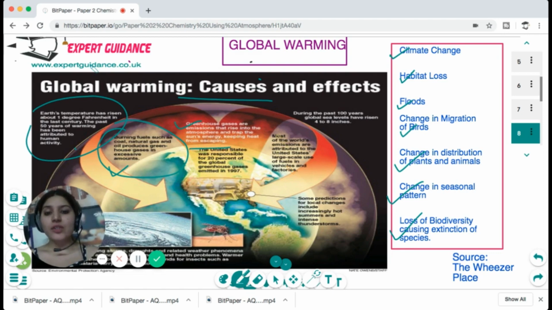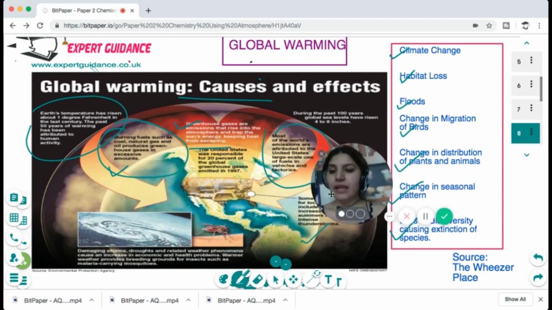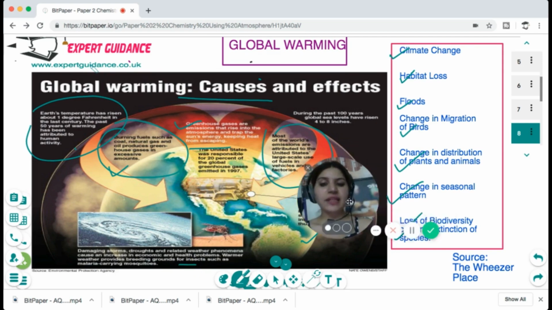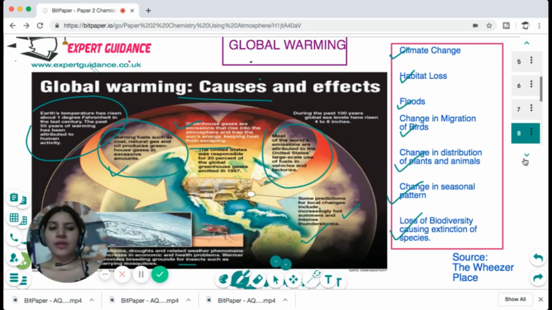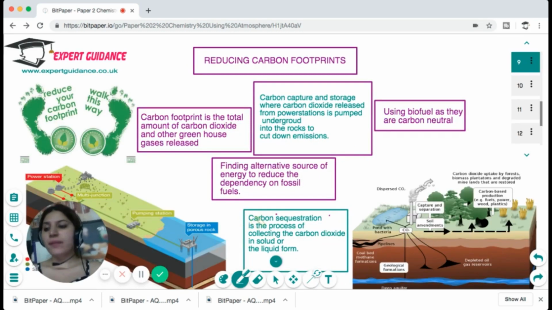And most of the world's emissions are attributed to rapid industrialization. Some predictions for local change include increasingly hot summers and intense thunderstorms. Damaging storms, droughts, and severe weather phenomena cause an increase in economic and health problems. Warmer weather provides breeding grounds for insects such as malaria-carrying mosquitoes. So these are all the consequences, and you should be able to write them in the exam.